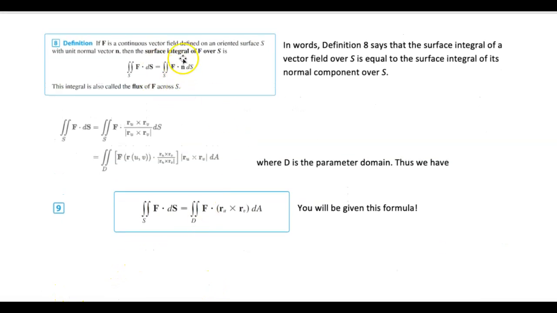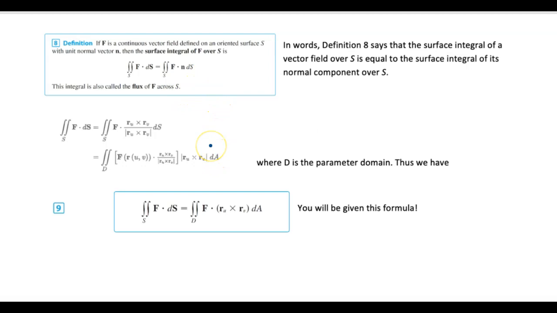And so this brings us to the definition that if F is a continuous vector field defined on some surface S with a unit normal vector n, then the surface integral of F over S is just equal to the integral of the dot product of F and n with that dS to show us that this is indeed a surface integral, and this is called the flux.